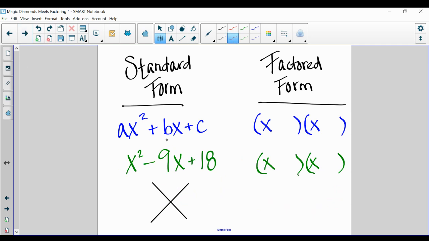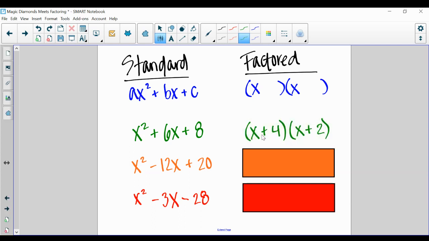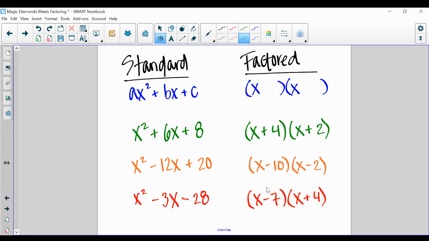So one more. Sum, product. So I have negative 9 and 18, which means I'm going to have negative 6 and negative 3. So I have x minus 6 and x minus 3. I now want you to try each of these. I want you to pause the video, try the green, the orange, the red, and when you come back, I will reveal what is under the answer box. All right, here's the green, here's the orange, and here's the red.